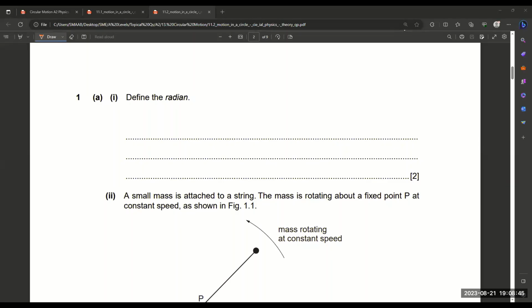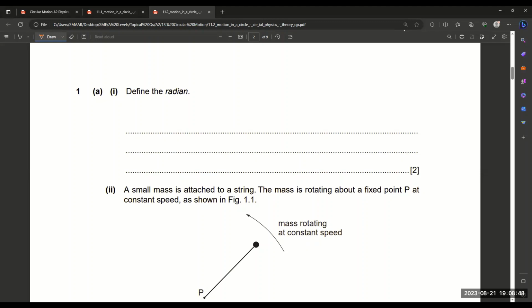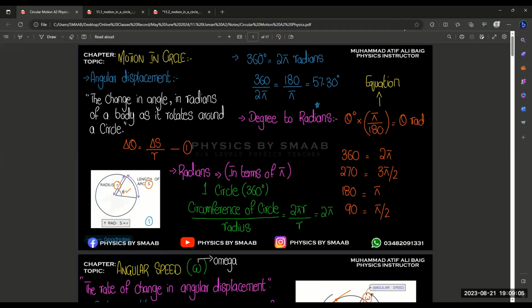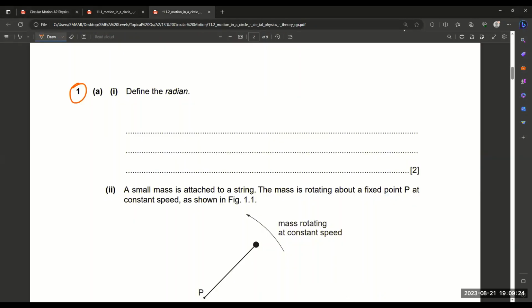So let's start from the first question. The first question is for 2 marks: you need to define the radian. We discussed the concept of radian yesterday when we were talking about angular displacement. Angular displacement is the angle subtended by the body during circular motion, right? And normally we find that angle in radians, not in degrees, right? So that is the concept you need to write in your answer.